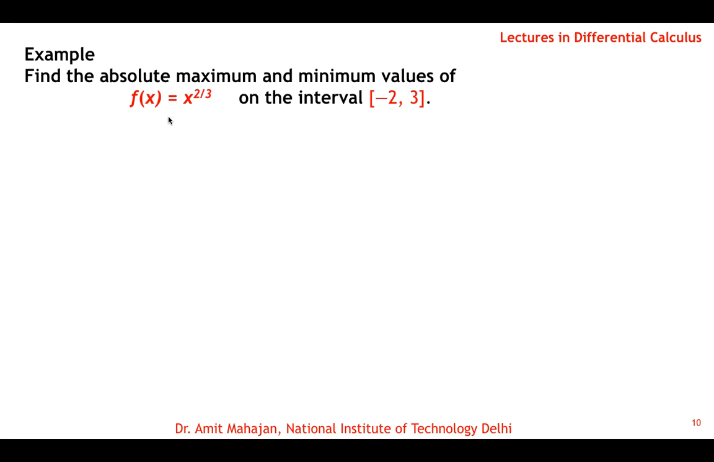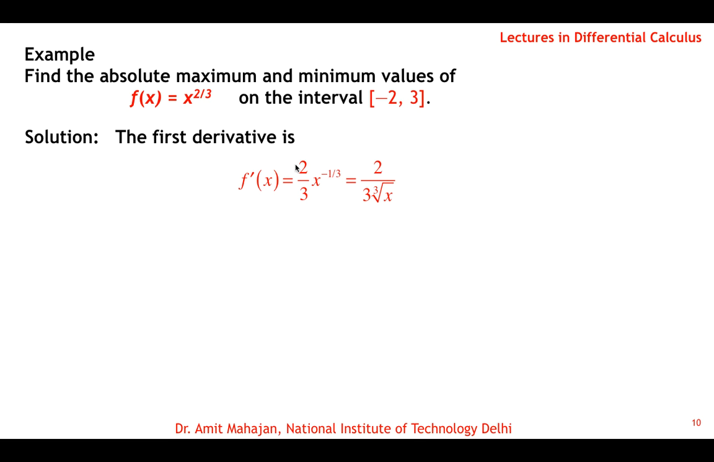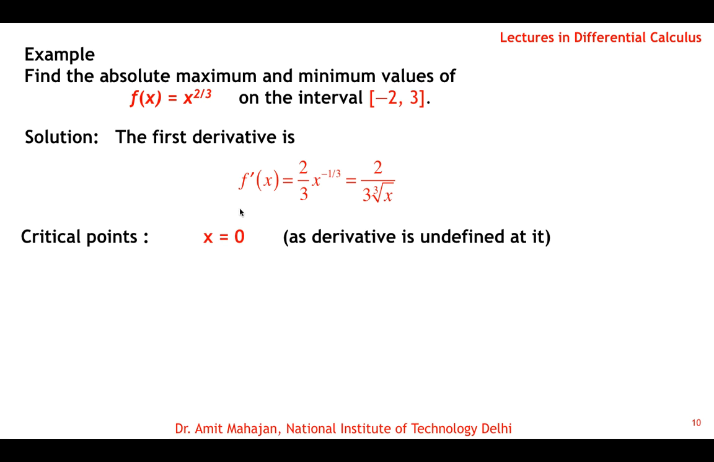Again, the method says you calculate the first derivative. The first derivative of x raised to power 2 by 3 is 2 by 3 times the cube root of x. Then find the critical points. There is no value of x which makes the derivative 0, but there is a value of x in the domain which makes the derivative undefined, that is x equal to 0. So x equal to 0 is a critical point because the derivative is undefined at this point, and there are two endpoints, -2 and 3.